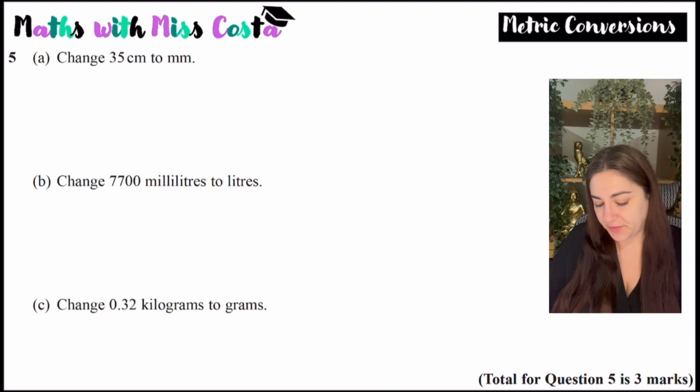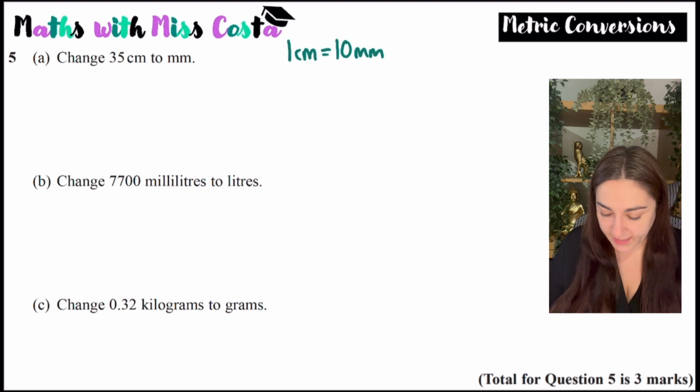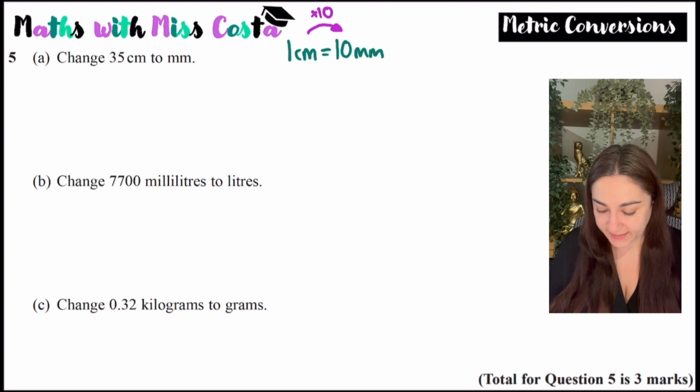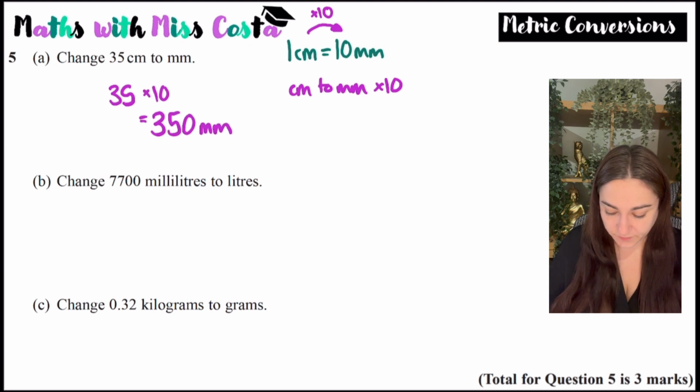Okay, so now I need to change 35 centimeters to millimeters, so it's helpful to write out my conversions. I know that 1 centimeter is 10 millimeters, and this is just a fact that I need to memorize. So to turn centimeters to millimeters, I times by 10. So 35 times by 10 is going to give me 350 millimeters.